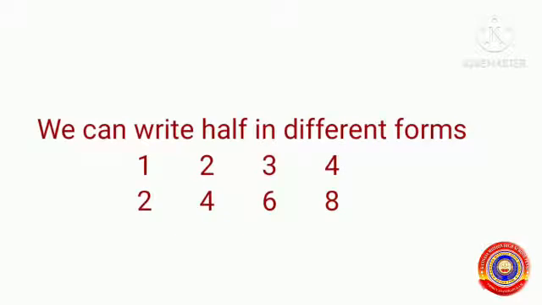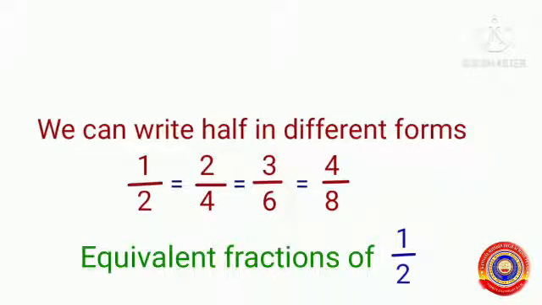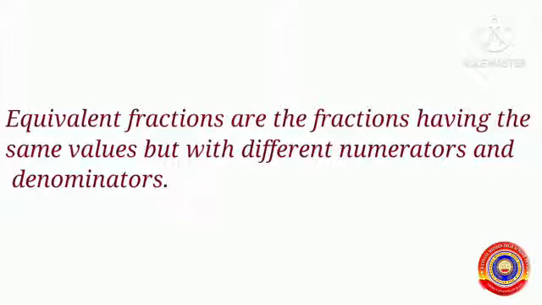Now, we can write half in different forms, such as 1 by 2 is equal to 2 by 4, that is equal to 3 by 6, and that is also equal to 4 by 8. These fractions form the equivalent fractions of 1 by 2. We had studied in the chapter Part Numbers that equivalent fractions are the fractions having the same values but with different numerators and denominators.